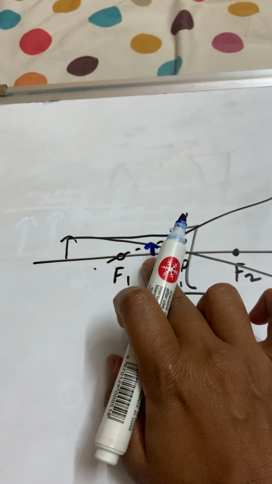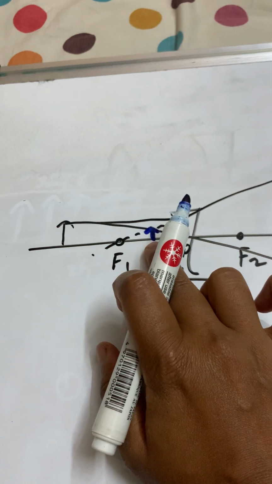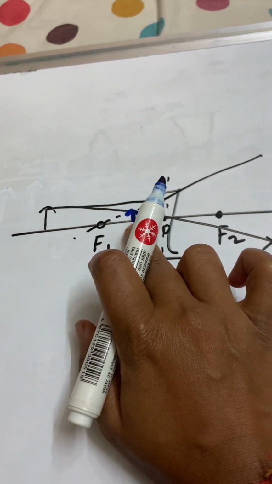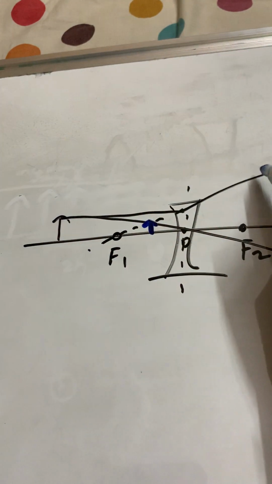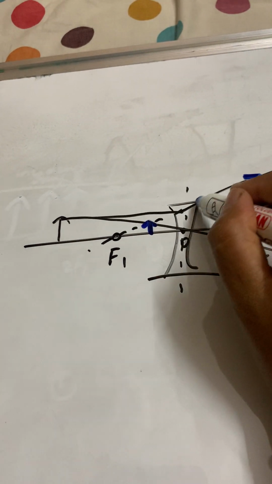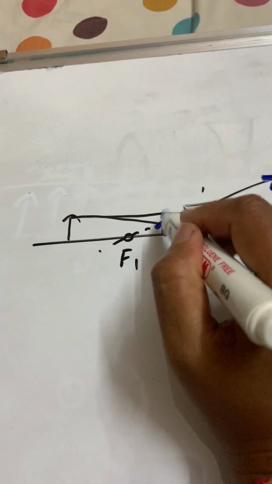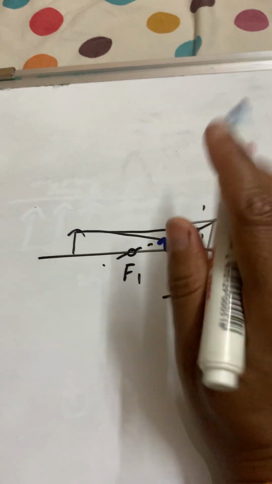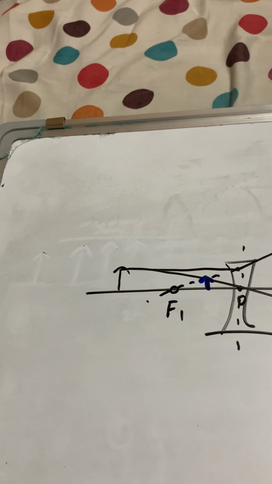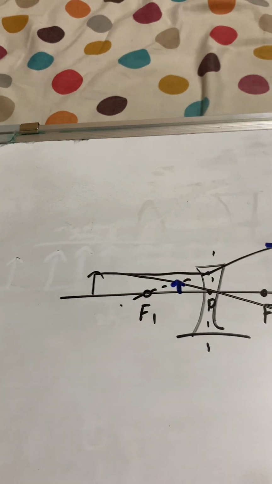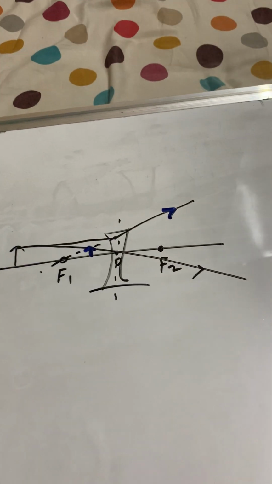So how is the image? The image is small, diminished. It is virtual because it is produced by the dotted lines. This is the real refracted rays. It is produced backward, so this is virtual. When it is virtual, it is erect. So for the concave lens, all the time the image is diminished, virtual, and erect. So you can see the text in detail about it. Let's see the convex lens quickly.